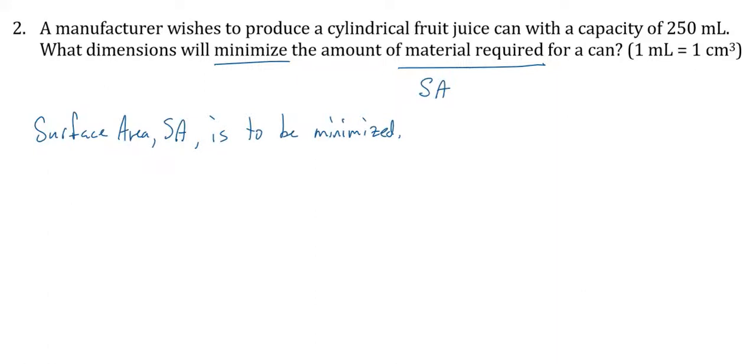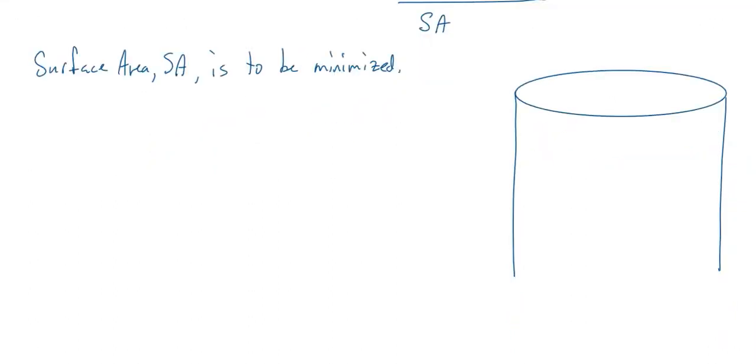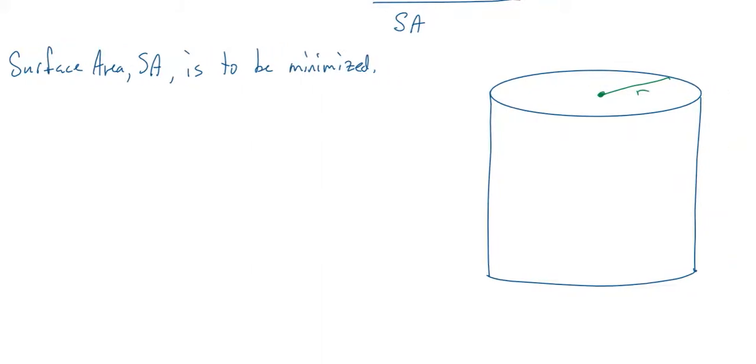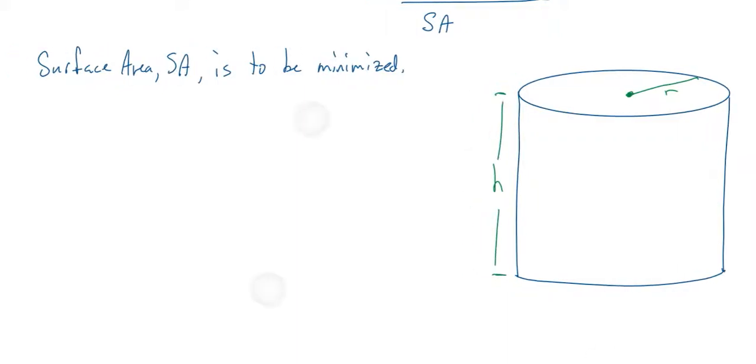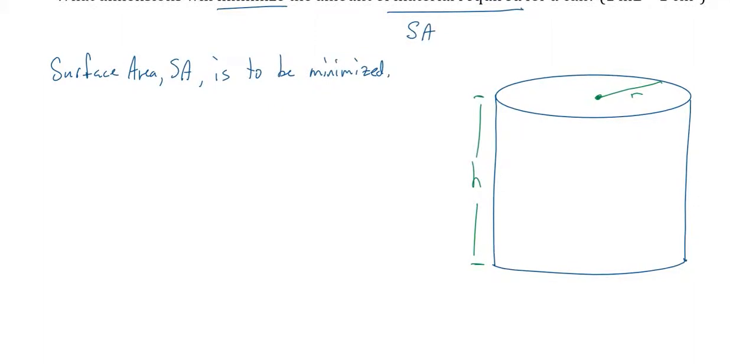All right, I'm going to draw this thing out. So I'm going to draw a cylinder. What are the dimensions relevant to a cylinder? Radius and height. Now I can define my variables.